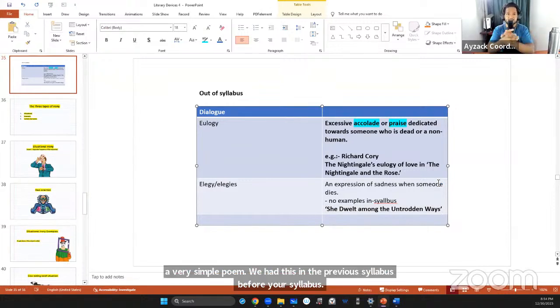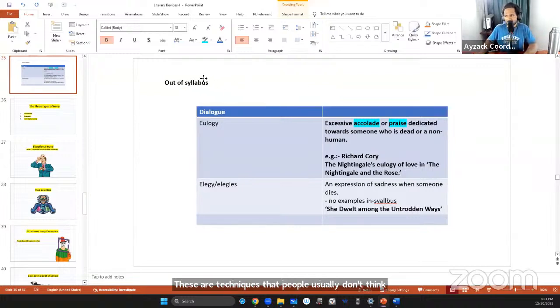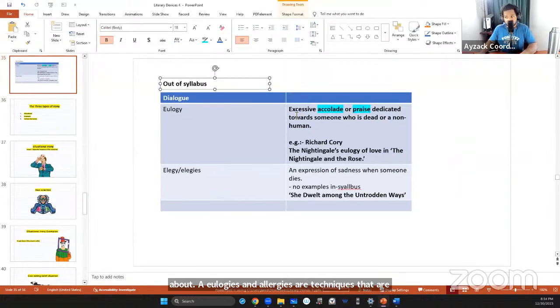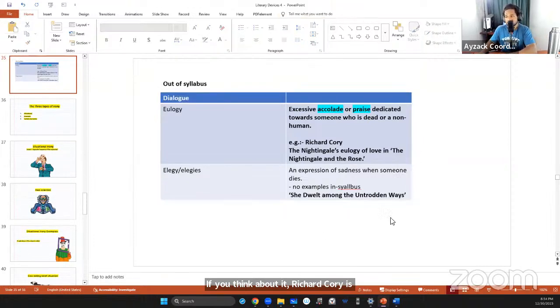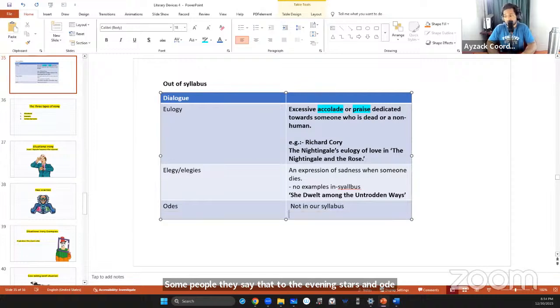These are techniques that people usually don't think about. Eulogies and elegies are techniques that are pretty much out of syllabus, but Richard Cory is a eulogy. If you think about it, Richard Cory is definitely a eulogy. However, eulogies and elegies are not found in our syllabus. Odes are not found in our syllabus. Some people say that To the Evening Star is an ode. No, To the Evening Star is not an ode.